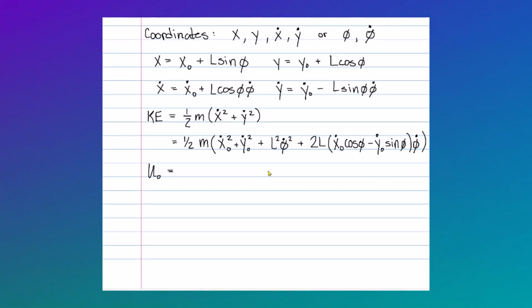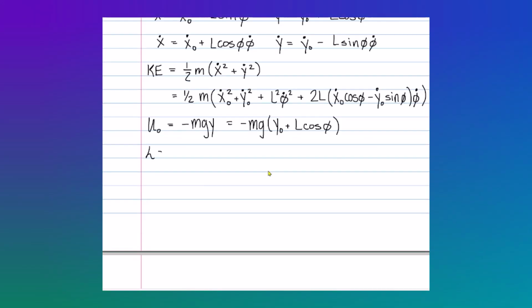Potential energy is also fairly straightforward. It's negative mgy, because the coordinate system we're using picks the y-axis pointing downwards, and then we plug in given values for y based on our coordinate transformations. And now we're ready to combine these and create the Lagrangian.